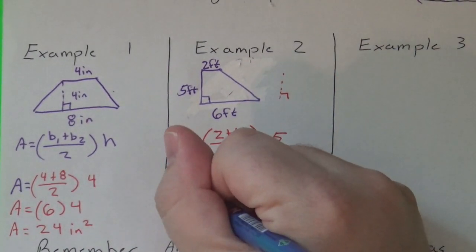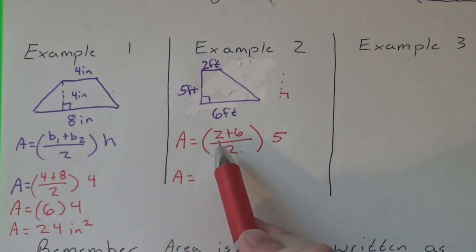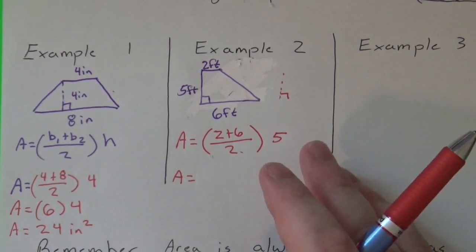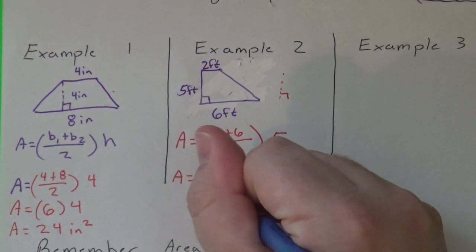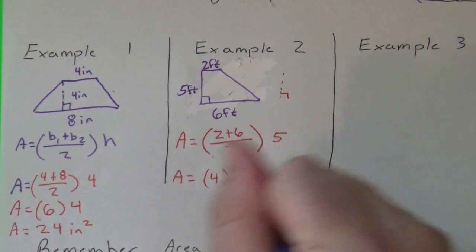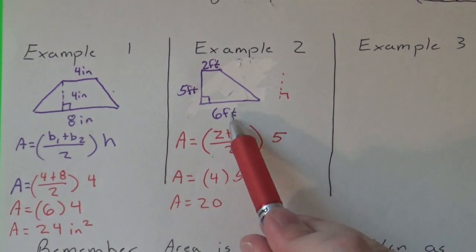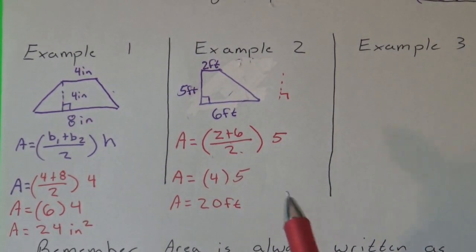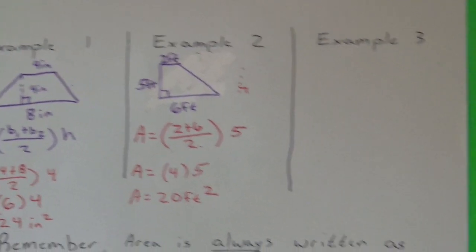So now let's work it out. Area equals. Remember, when you go to plug this in your calculator, you add the 2 and the 6 first. 2 plus 6 gives you 8. Then you divide by 2 and it gives you 4. So 4 times 5 gives you 20. What unit was I in? Well, this was feet, so I'm going to put feet here. And because I'm doing area, it's going to be feet square. All right, so let's try one more.